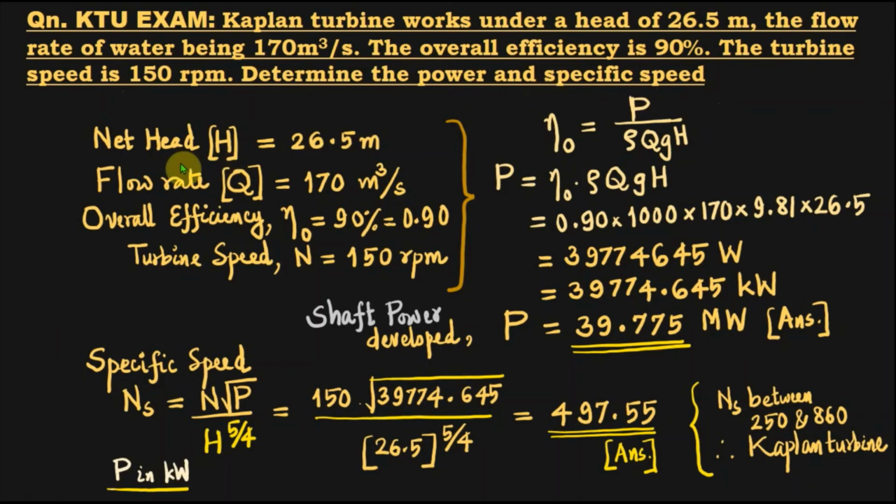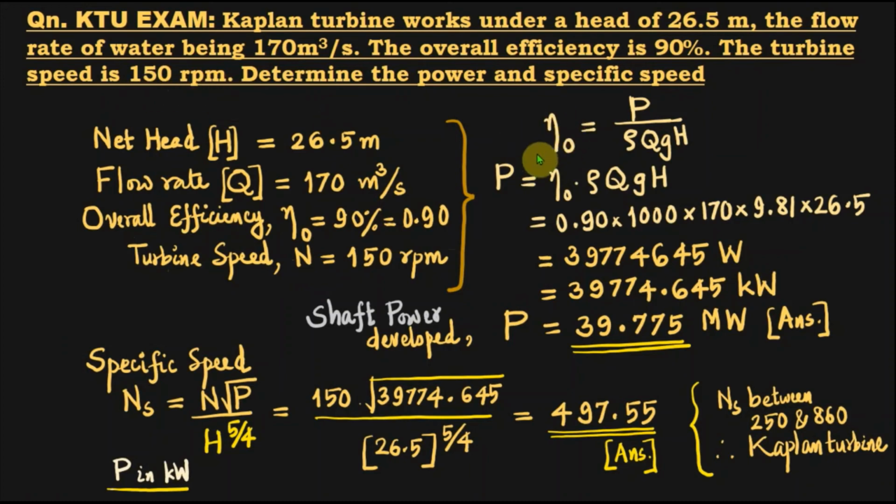Here the net head on which the turbine works, capital H, that is given 26.5 meters. The flow rate Q or the discharge is given as 170 meter cube per second. It is a huge discharge that is usually handled by axial flow turbines. Overall efficiency eta naught is given as 90%, that is equal to 0.9, and the rotational speed of the turbine runner in rpm, denoted by capital N, is 150 rpm.